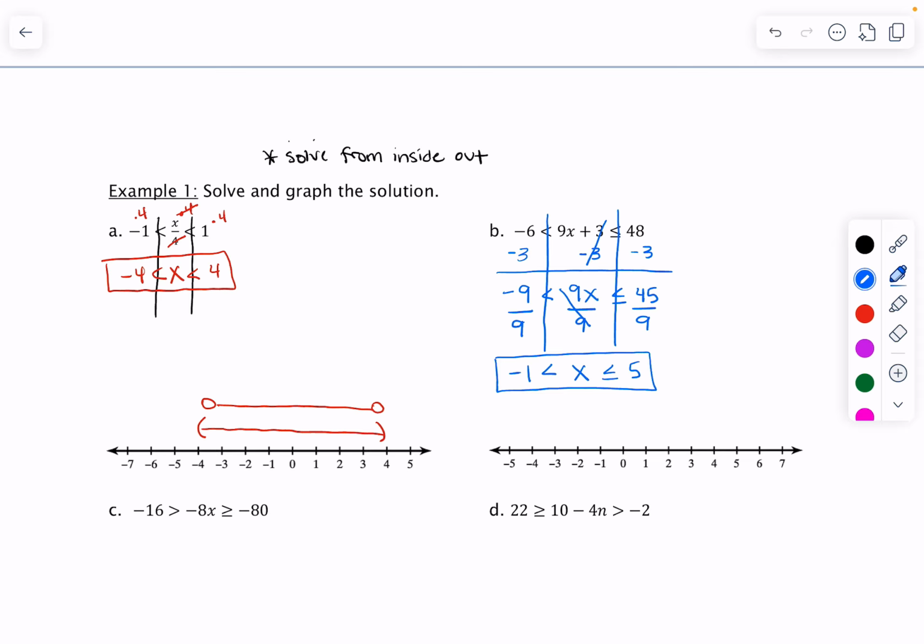Now in this case, this left symbol right here, that doesn't have an equal to sign. So when I draw that symbol, that's going to just be a parenthesis on -1. But the 5, the inequality sign of the 5 does have an equal to sign. So when I make that, I'm going to make it a bracket. And then I'm going to connect the two just like that. Okay.